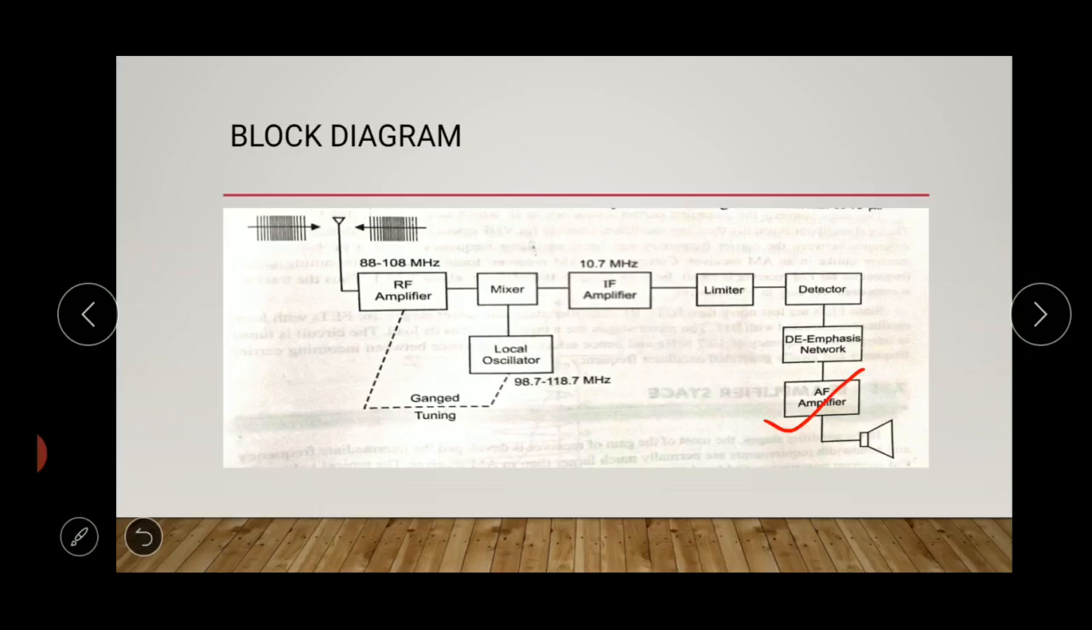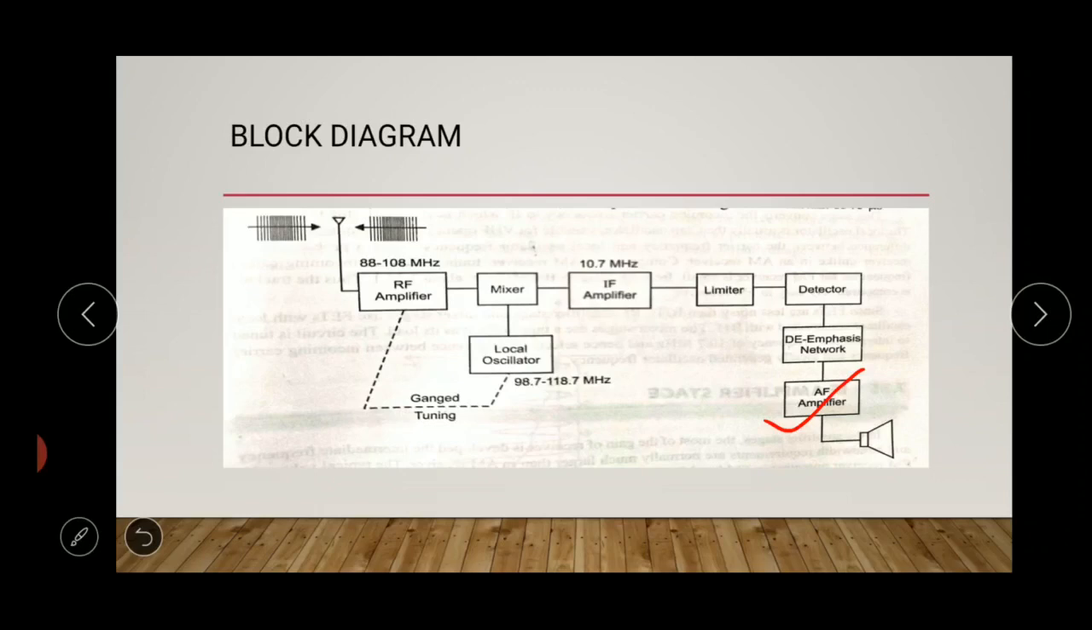In FM there are a number of FM detectors. If we use an FM discriminator as the detector, then a limiter is required. If the demodulator is a ratio detector instead of an FM discriminator, then a limiter is not required. This is because the ratio detector limits the amplitude of the received signal.